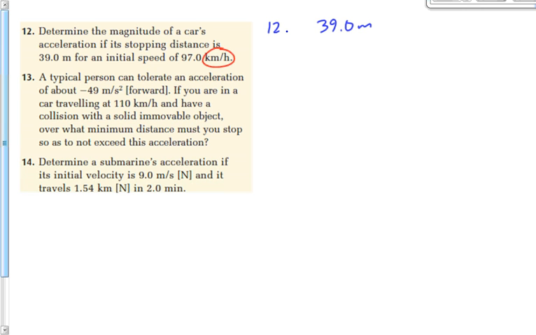Ryan, what's 39 meters there? Final what? No, 39 meters is not my final velocity. Okay. If its stopping distance is 39 meters, yep, it's my displacement. Okay, that's how far it took me to stop.